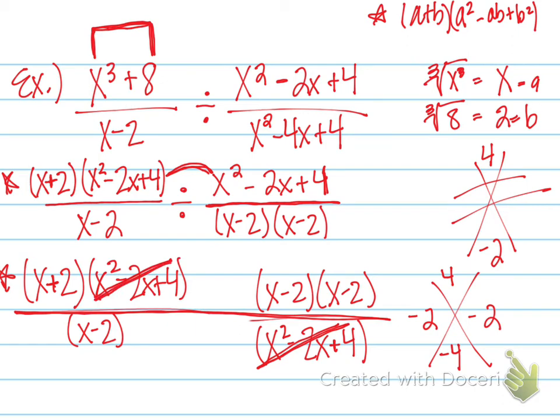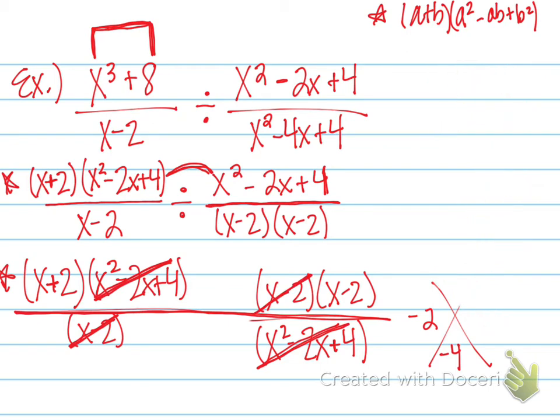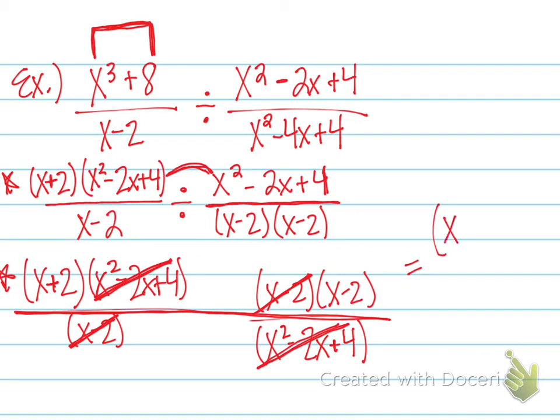I can also cross out an x minus 2 and an x minus 2. Then, what am I left with? An x plus 2 and an x minus 2.